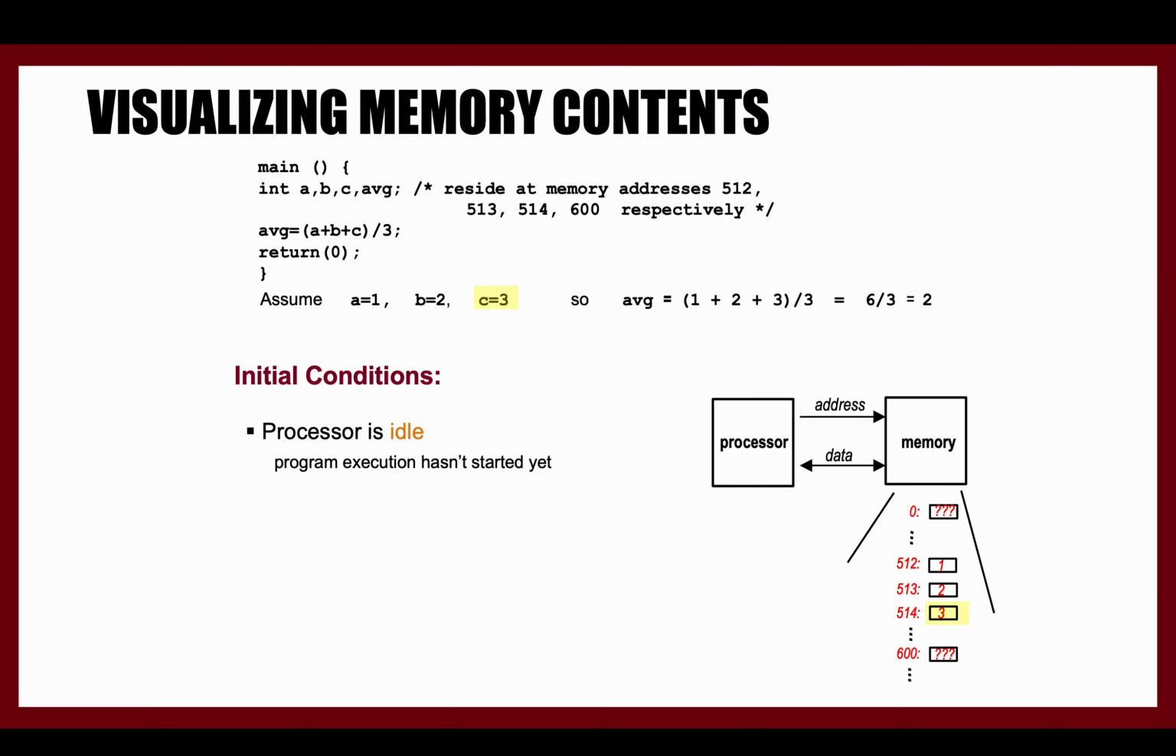So the slide titled Visualizing Memory Contents gives us a basic idea of how the memory storage works when a program is executed. The program is written in C and it's a simple program with the main function calculating the average of three integers a, b and c. The memory addresses associated with these variables are provided in the comments in the code. A resides at 512, B resides at 513, C resides at 514, average resides at 600.